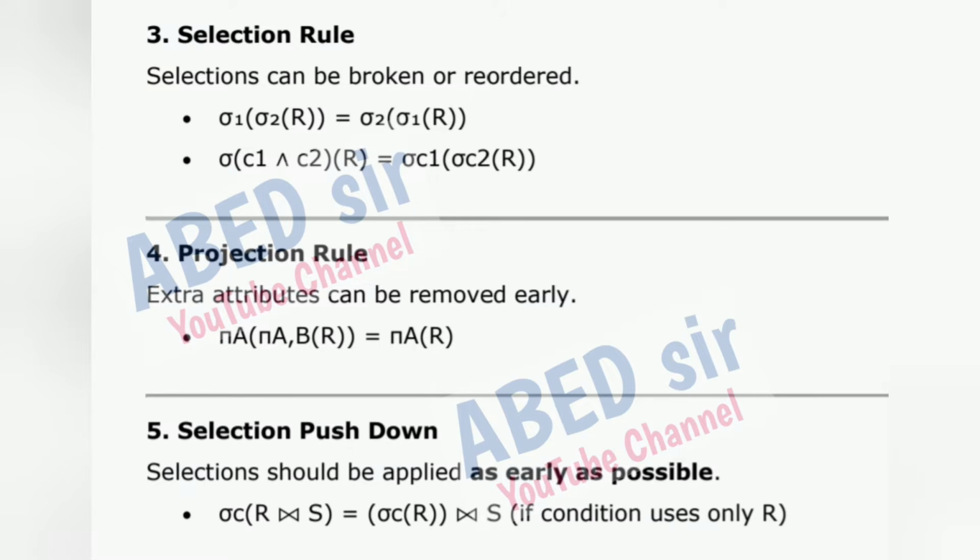3. Selection rule. Selections can be broken or reordered. Sigma C1, sigma C2, R is equal to sigma C2, sigma C1, R. Sigma C1 and C2, R is equal to sigma C1, sigma C2, R. 4. Projection rule. Extra attributes can be removed early. Pi A, B, R is equal to pi A, R. 5. Selection push down. Selections should be applied as early as possible. Sigma C, R join S is equal to sigma C, R, join S if the condition uses only R.